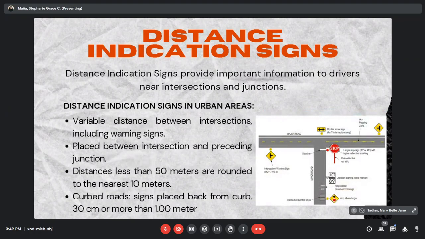In urban areas, the distance between the successive intersections is variable, including the warning signs. Road signs are located between the intersection and the preceding junction. When the distance is smaller than 50 meters, it is rounded to the nearest 10 meters. On curbs, signs are located back from the face of the curb, not less than 30 centimeters or more than 1 meter. So next slide, please.